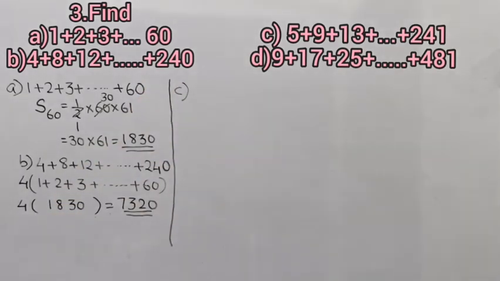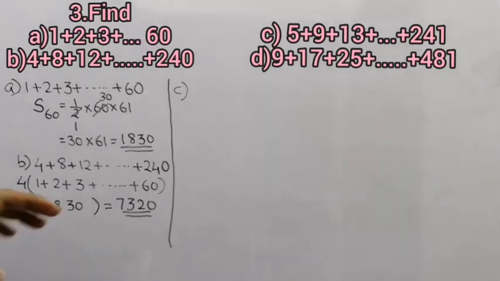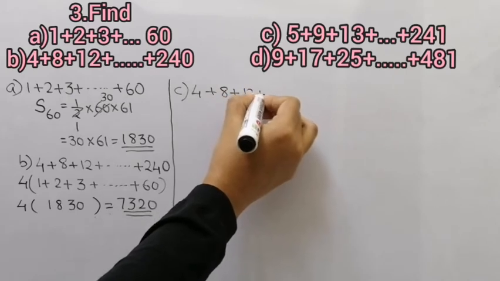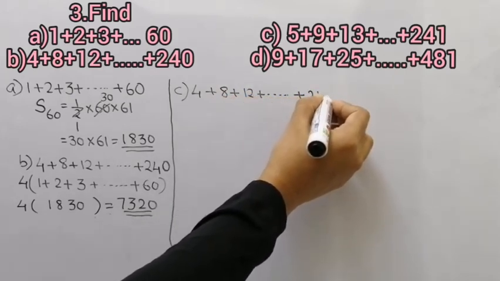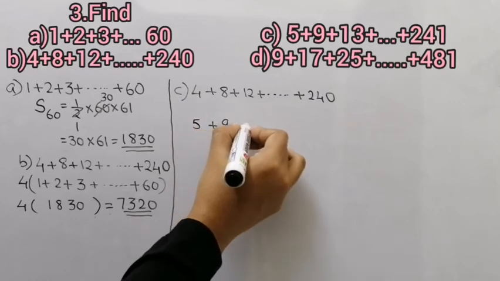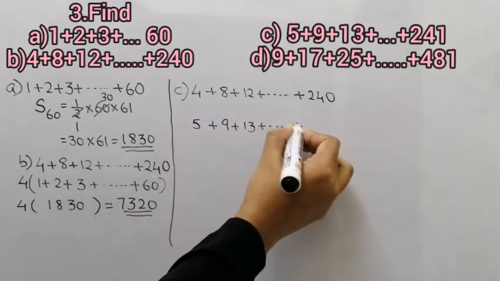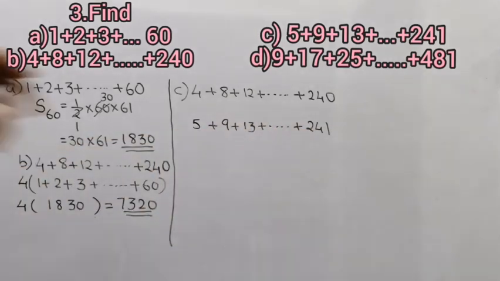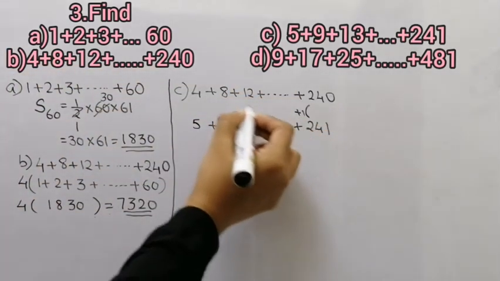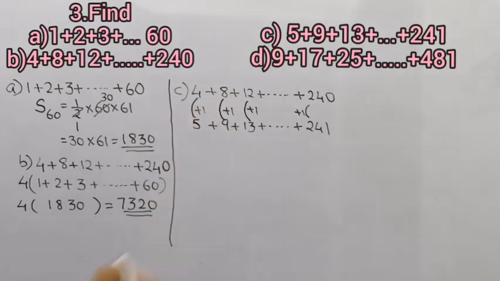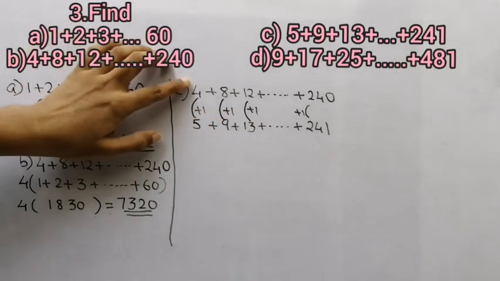C. 5 plus 9 plus 13 up to 241. So 241 means, okay, now I'm going to take B and C together. We can try. 4 plus 8 plus 12 etc. up to 240. Now our third sequence is 5 plus 9 plus 13 plus etc. up to 241. Okay, first check out the last one. 240 plus 1 is 241. So plus 1. Let us check here all. 12 plus 1 is 13. 8 plus 1 is 9. 4 plus 1 is 5. So we are always adding 1 to this sequence to get this sequence.